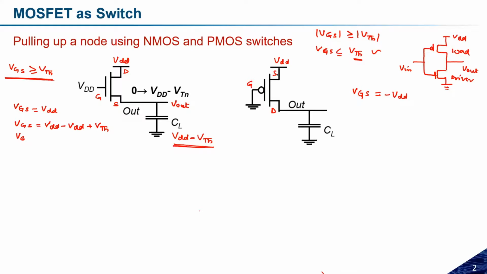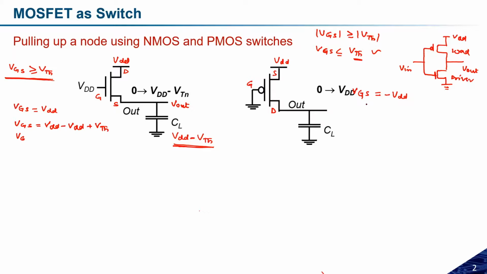Even though this load transistor is utilized to charge this node, the charging is not going to affect it, because this VGS will always be constant. I have connected the gate terminal to the ground and the source terminal to VDD, so the VGS will always be minus VDD, and this device will always be in on state. So this output can charge completely from zero to VDD.